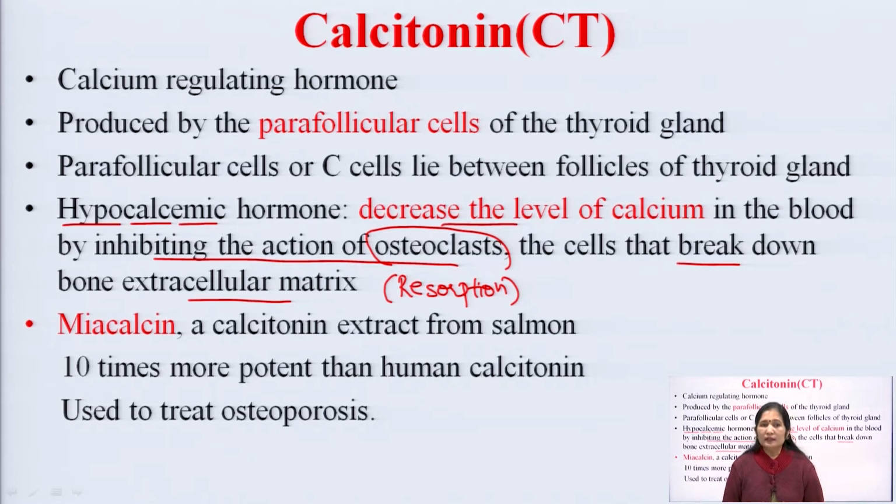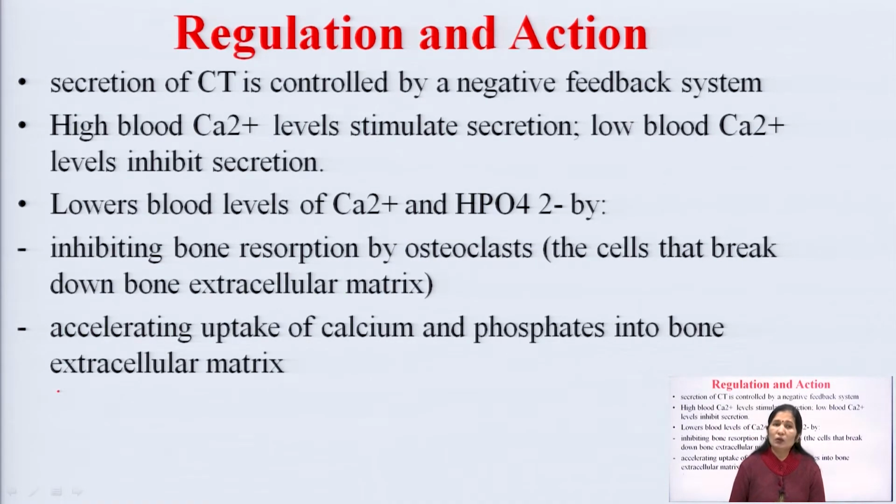Miacalcin is a calcitonin extract that is obtained from the salmon fish. It is 10 times more potent than human calcitonin and it is used to treat osteoporosis. Now, how is the action of calcitonin regulated and what are the actions of calcitonin?